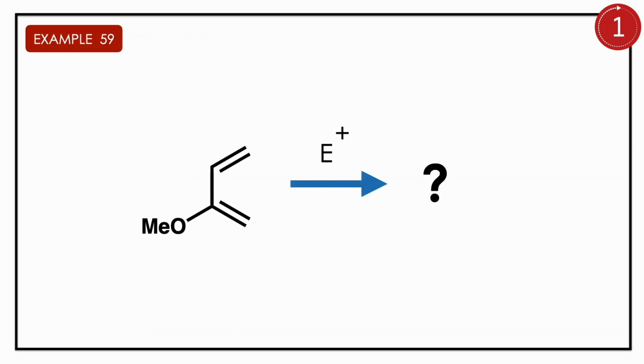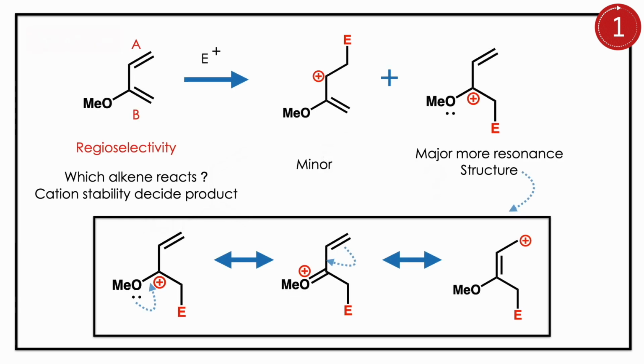Then the next example, you have a conjugated diene with an O-methyl group. You are reacting with an electrophile. You should find what will be the final product. This is the classical example. E plus can attack two alkenes. Which alkene gives the final product? Which alkene is the regioselectivity?